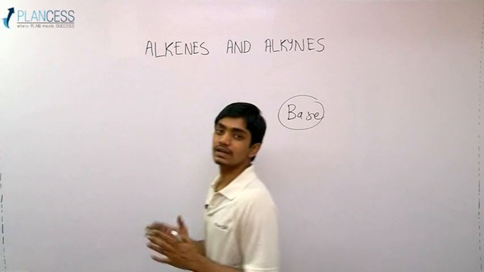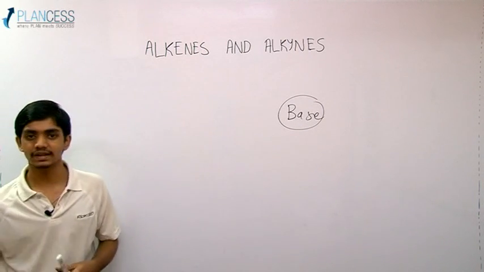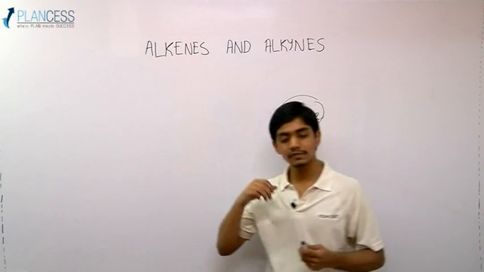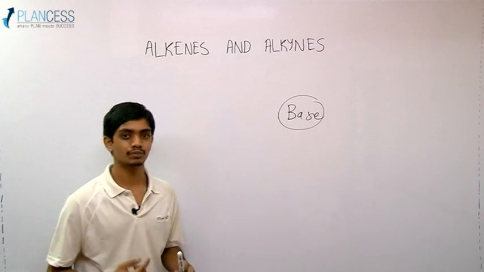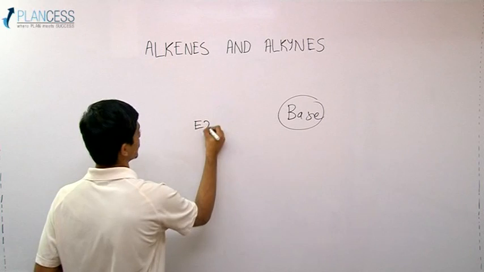So our base needs to be lesser bulkier, because if the base becomes more bulky, it becomes really difficult to abstract the proton, and even if it abstracts the proton, that gives us a lesser substituted product. As we have seen in case of E1, in E2 also the same thing will happen.